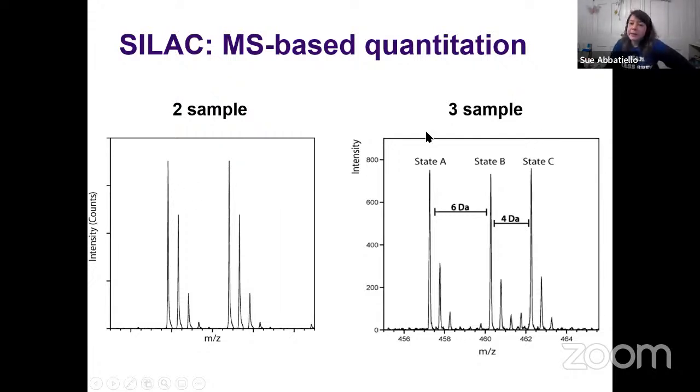And then for a 3-sample state, you've got the light and sort of the medium and the heavy in the mass spectrum. And you can pull this information out using software like Skyline to quantify the peak area underneath the chromatographic peaks.